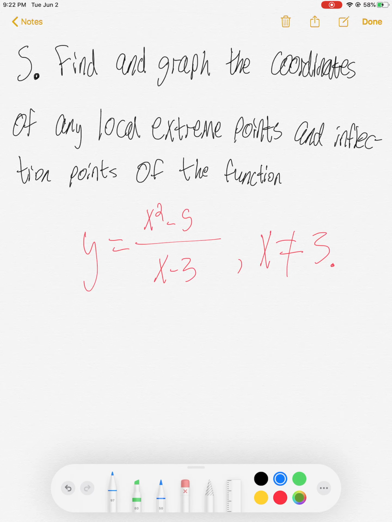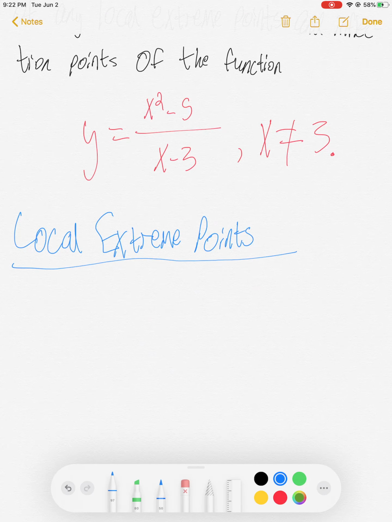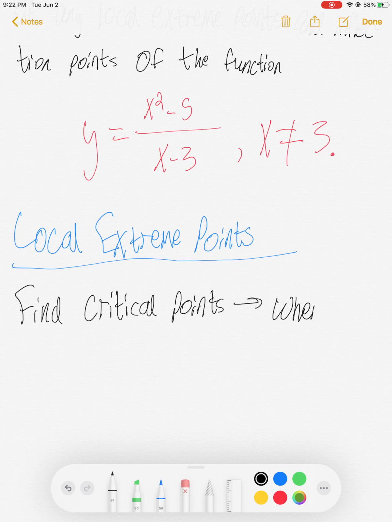Okay? Notice that that's important because if x was equal to 3, then we would be dividing by 0 and all chaos would break loose. Okay, so this time, let's jump in. And again, the first thing which I want to focus on are the local extreme points. So let's first find the critical points.